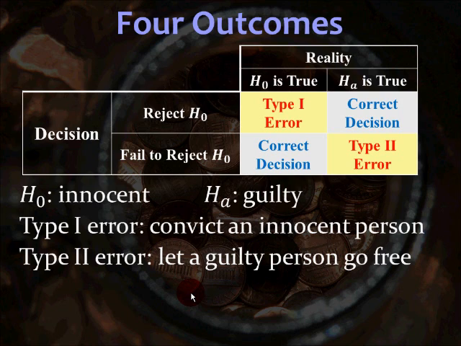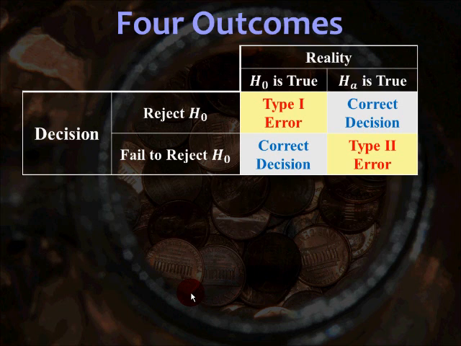So there are real-life consequences of type 1, type 2 errors. And they are going to happen in statistical inference. You just have to know what the possible consequences are if they do occur. Let's take another scenario.